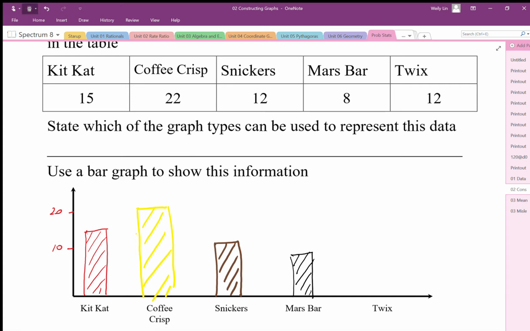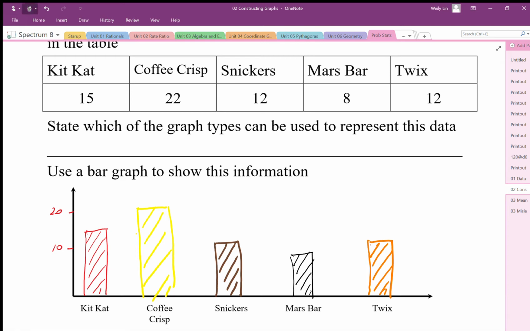Twix are pretty good. I love Twix. Let's do Twix in, I think they're kind of gold, but maybe we can get a different color, we'll just do it in orange here. Twix bars, we're going to have 12 of those in there. So it's going to be the same height as Snickers. Okay, so there we go. There's our Twix bars here. And so here's our graph represented in bar graphs.